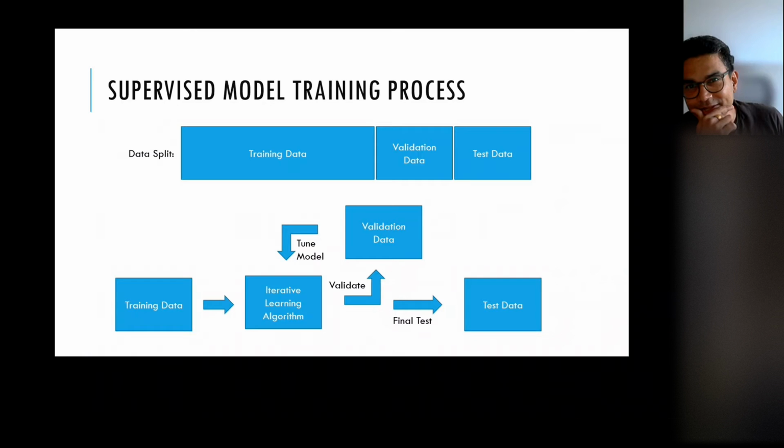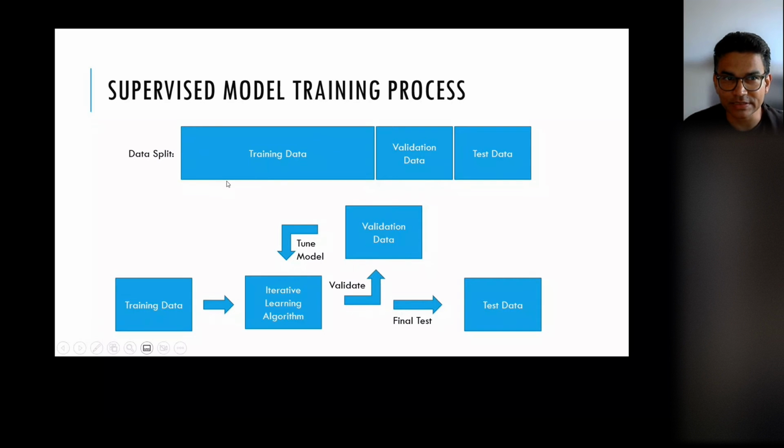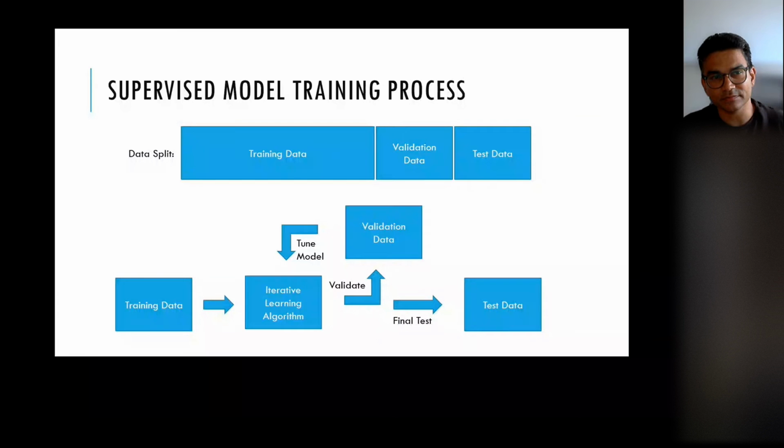The supervised model training process, at a high level, is basically how we train the model. We take the data, and of course before that we have identified what features, meaning what factors, determine or influence the output. That's what we take into consideration to train the model. Then we split the data into training, validation data, and test data. As we apply this iterative learning algorithm, because it's a supervised algorithm, it will keep looking at these examples and refine itself. And once the model is built, we want to validate it on this validation data, and then tune the model.